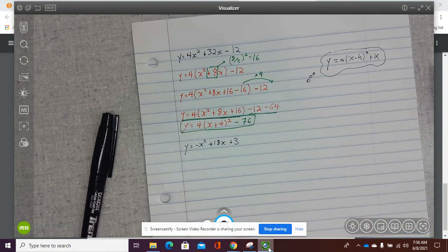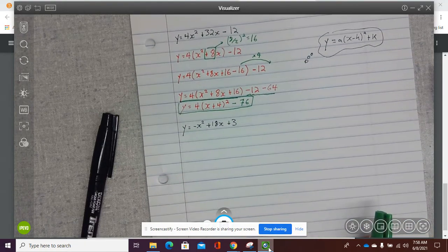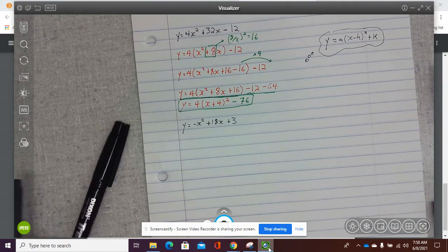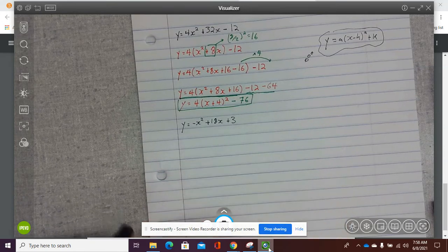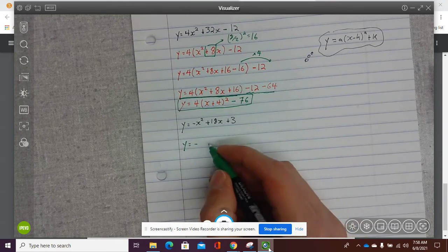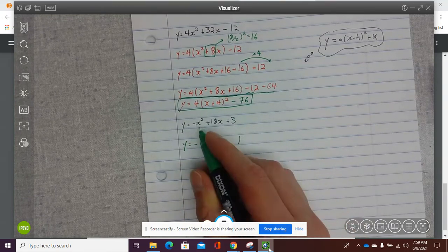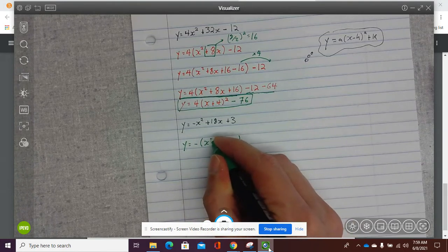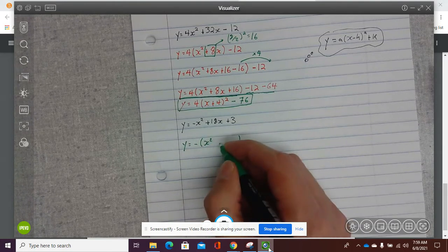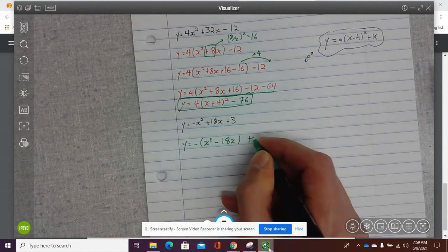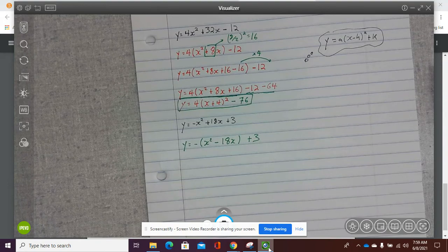Let's just do one more example. Again, here I've got an a value that's not equal to positive 1. In this case, the a value is negative 1. So again, my first step is to factor out the a value from the first two terms. So I'm going to take out the negative 1 and then divide both of the first two terms by negative 1. So negative x squared divided by negative 1 is positive x squared. Positive 18x divided by negative 1 will now be negative 18x. I'm going to leave that last term outside of the brackets.